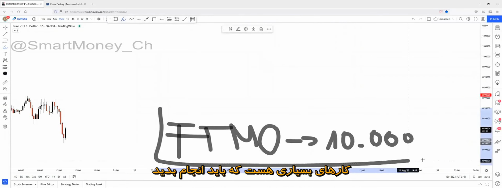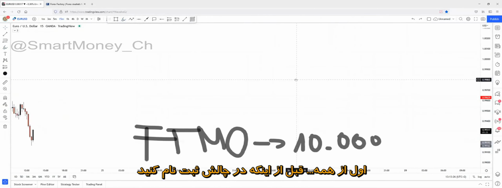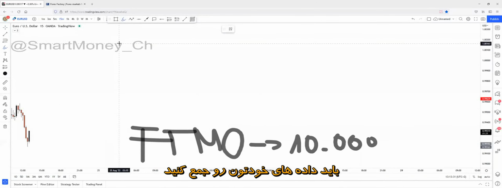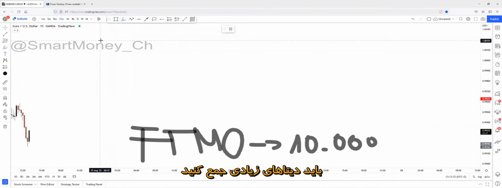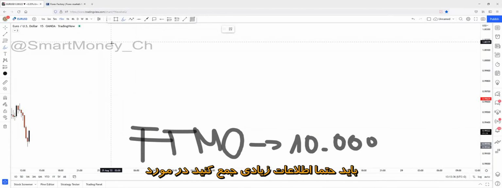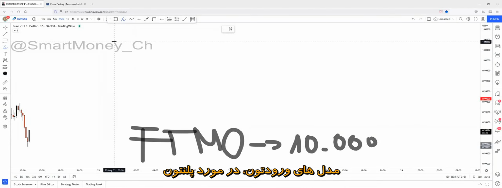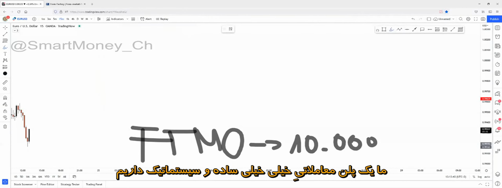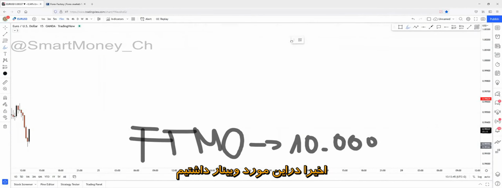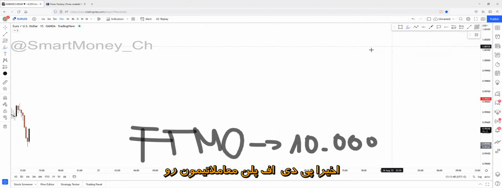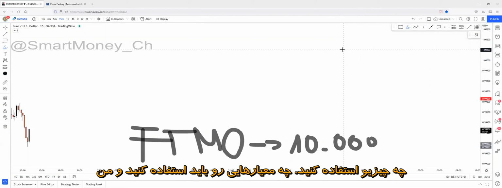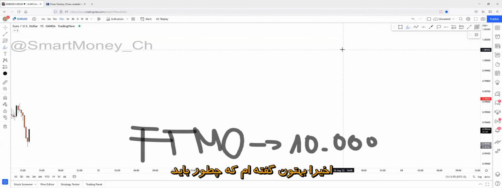Before you apply for this challenge, you have many things to do. First of all, what should you do? First, you have to gather lots of data about your entry model, about your plan. We have a really simple systemized trading plan. I passed you the trading plan PDF, about what criteria you should use, and how you can backtest these criteria and what you should do. This is the first step.